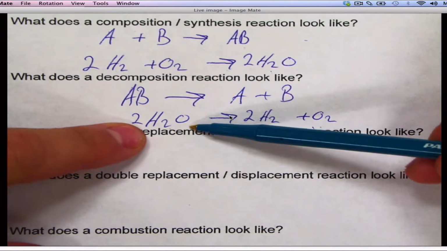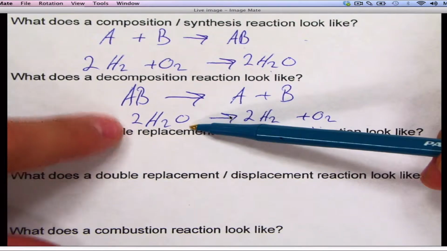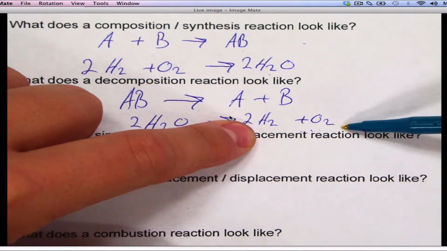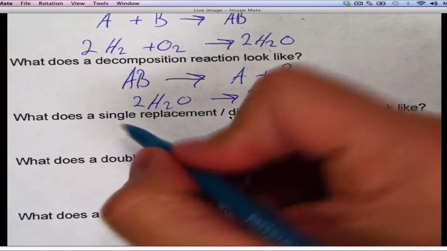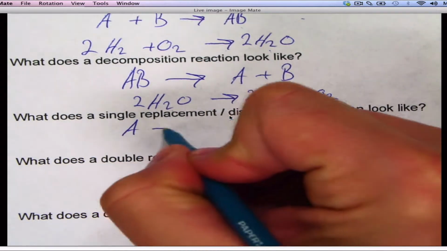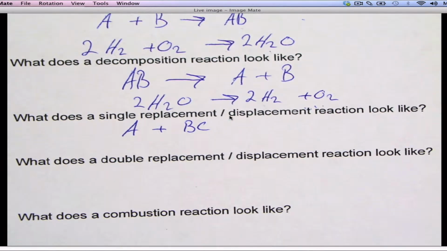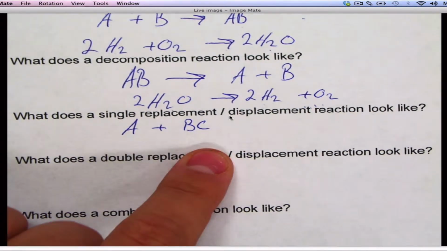You're going to start with one thing, at least in our cases you are, but not all of them do. But in our cases, yeah, you're going to start with a compound and you break it down. So you decompose it, breaking it down. Single replacement reaction looks something like this. You have an element and you have a compound to start with. Those are going to be your reactants. All right, and it could be, the compound could be first and the element could be second. It doesn't matter the order.